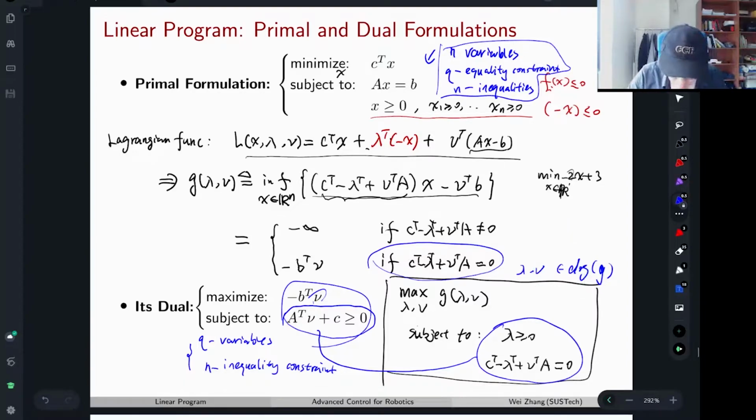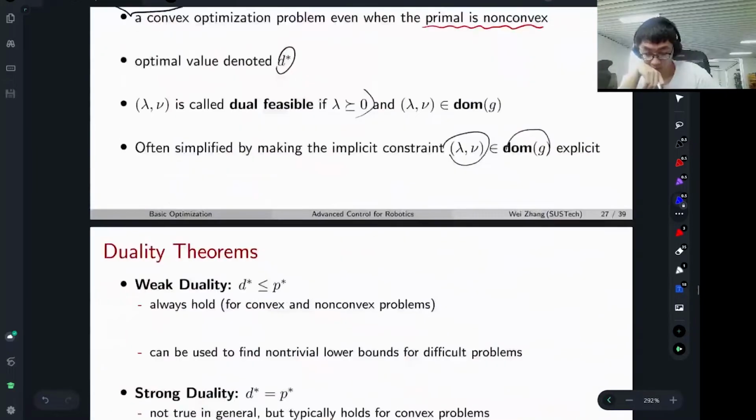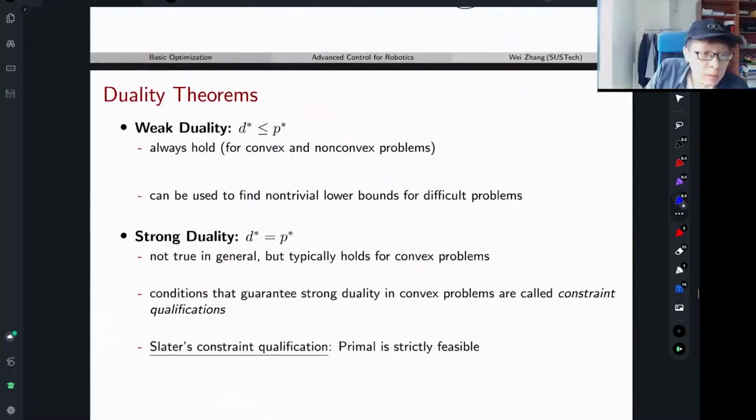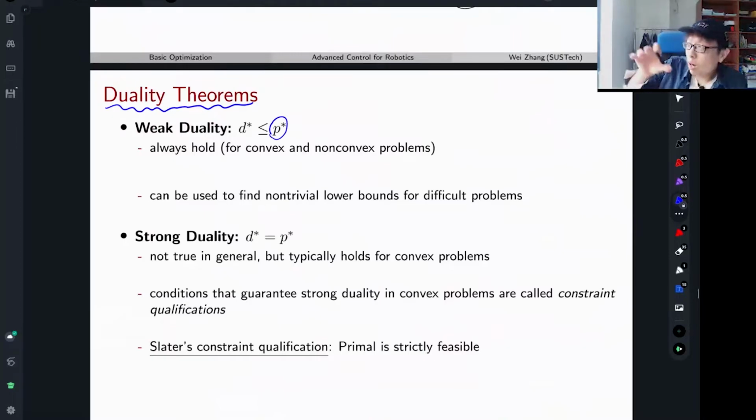Let's move back to our discussion. Now it's important for us to know the theorem called duality theorems. As I mentioned before, the dual function for each dual variable gives you a lower bound of the primal. So if I have solved the dual problem, the dual optimal cost will always give us a lower bound of the primal. This always holds, no matter whether it's convex or non-convex.